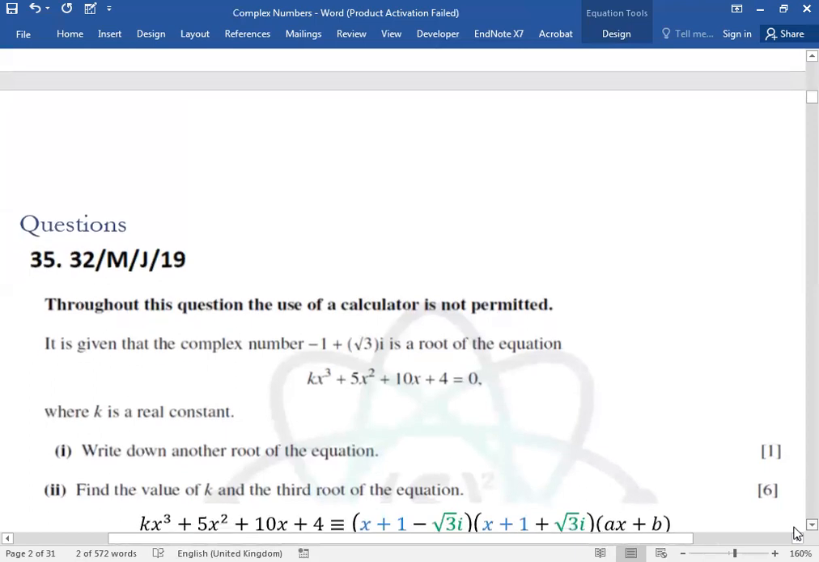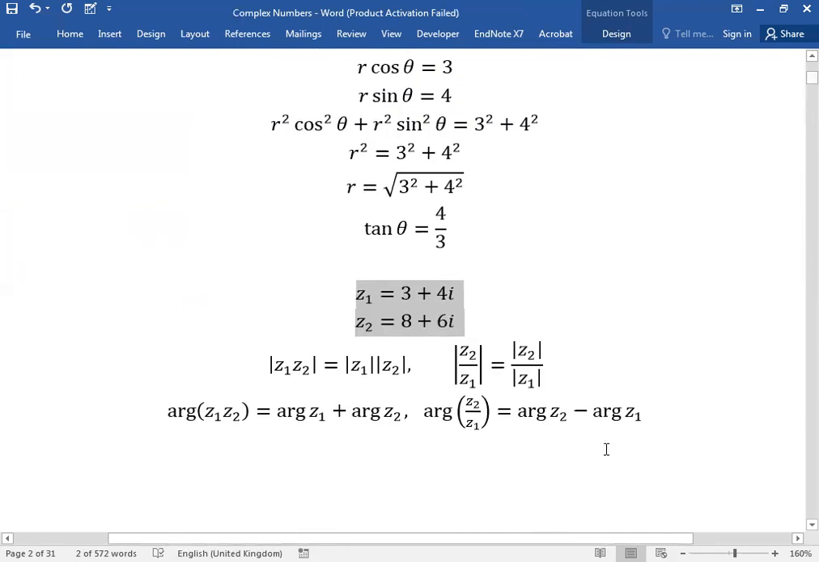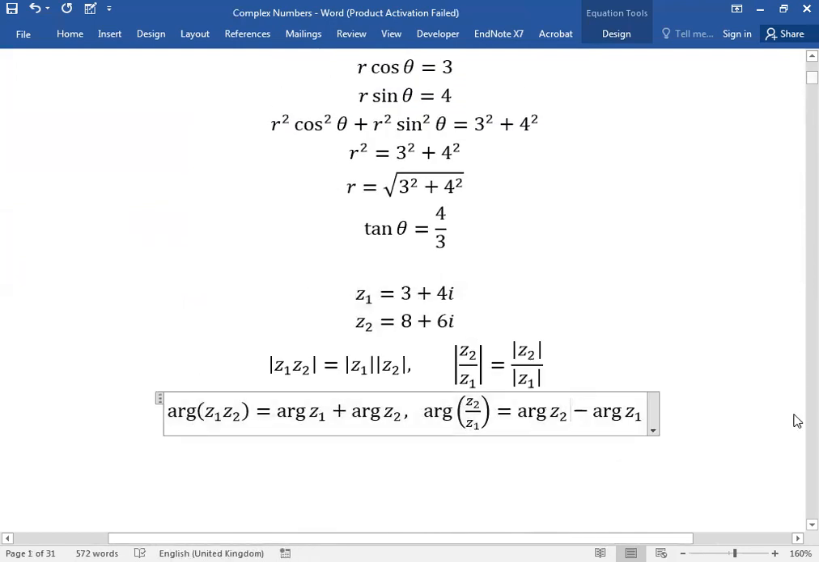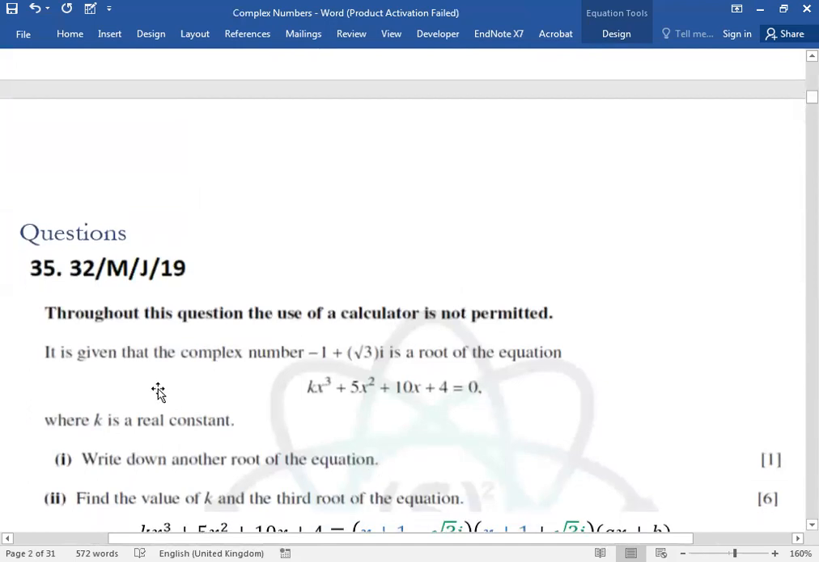Now let's go through this question. Yes, argument of Z2 upon Z1 will be equal to argument of Z2 minus argument of Z1. Now let's have a look at a very easy example to understand this entire thing. It is given that the complex number -1 plus under root 3 iota is a root of this equation. Do you see any imaginary part in this equation? The question is telling you k is a real constant. So do you see any imaginary part in this equation? The first part is asking you to write down another root of the equation. What will be that other root of this equation?